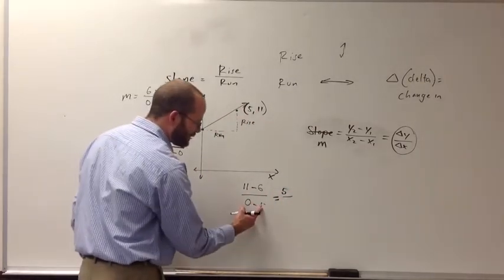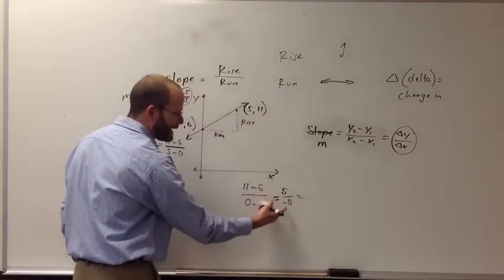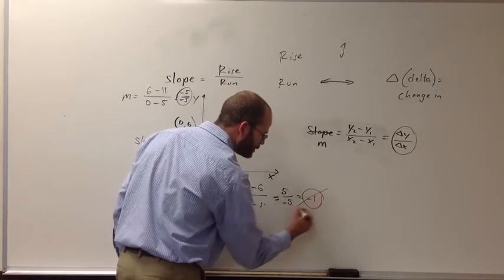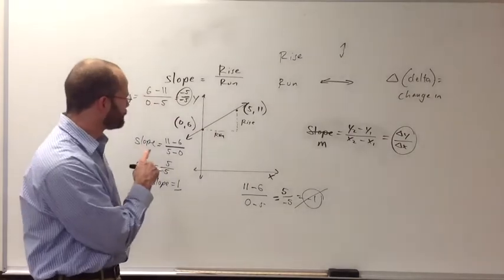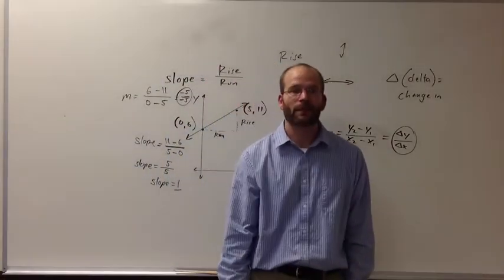And 0 minus 5 is negative 5, which is equal to negative 1. Notice that's not the same as positive 1. Let's talk a little bit about the negative positive thing when we come up with the answer for slope.